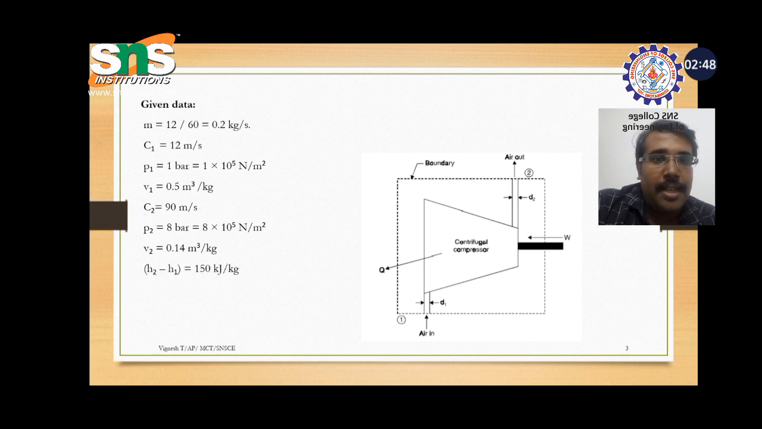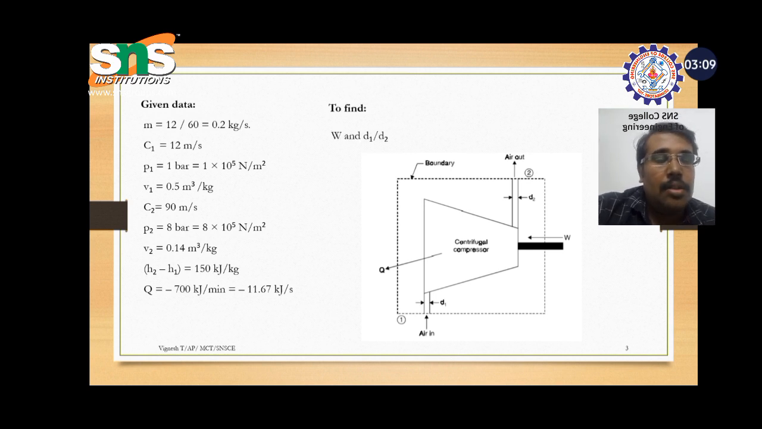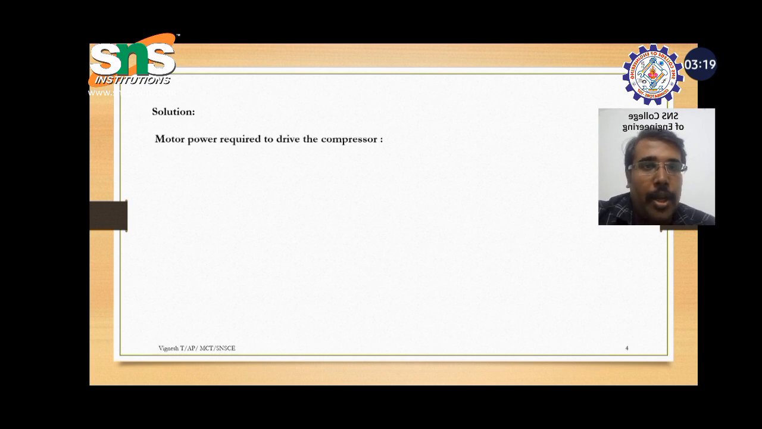and change in enthalpy given as 150 kilojoule per kg, and heat transfer given as 700 kilojoule per minute, and you need to convert it into kilojoule per second, so that is 11.67 kilojoule per second. That much heat energy is transferred from the system to the surroundings. Okay, so what do you need to find out? We need to find out the work done and the pipe diameter ratio.